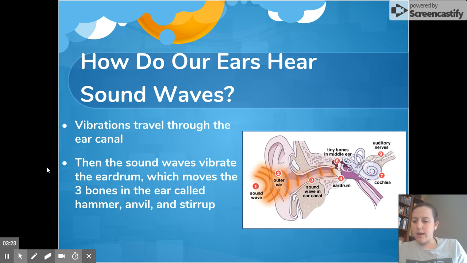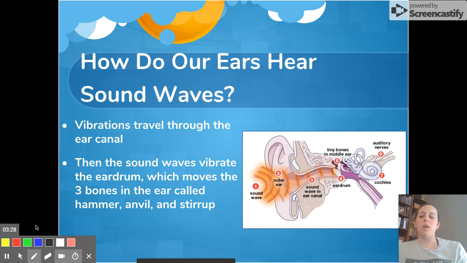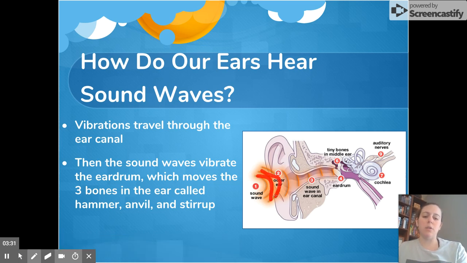Vibrations travel through the ear canal. I'm going to draw some more. Vibrations travel through the ear canal, as you can see through the waves. This part of the ear we just call the outer ear. This tube is the ear canal. If you're cleaning out your ears with a Q-tip, that is what you are going into. Eventually your ear canal comes to an end, and that's your eardrum. That is the very first part of your ear that vibrates, the eardrum.